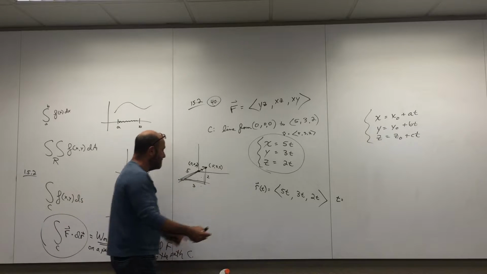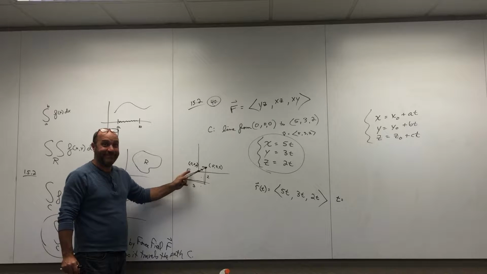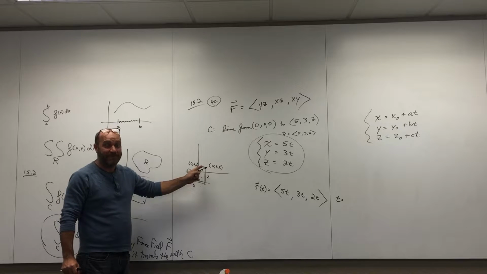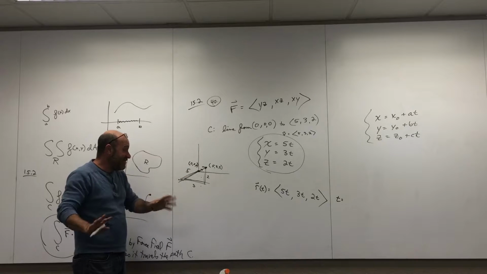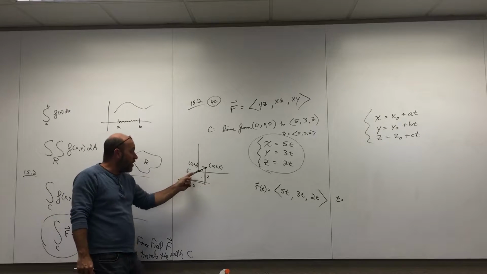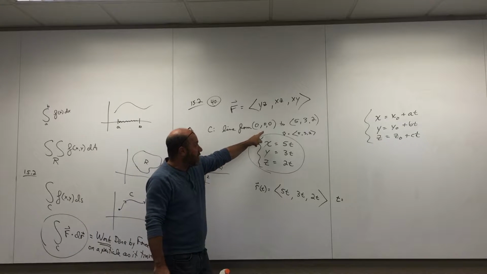I think t should start at 0 and go to 1. Oh, because it's a unit vector. Well, no. I think it should go from 0 to 1 because that'll make me start here and end here.